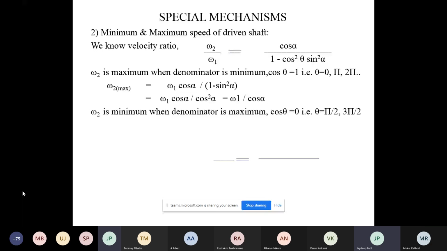Okay, I have to put this cos theta is equal to 0 in the above equation. Velocity ratio, you will get here in denominator 1 minus 0 means 1, means omega 2 minimum is equal to omega 1 cos alpha. Now these are the two conditions. Okay, you will get the maximum and minimum speed. Got it, all of you?